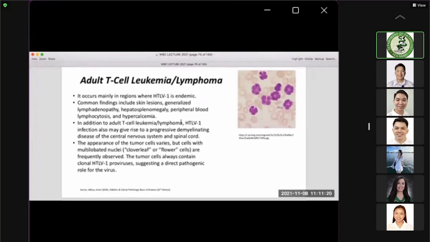additional characteristics, no? HTLV1 infection also give rise to progressive demyelinating disease of the CNS and spinal cord. And then the tumor cells have this characteristic multilobated nuclei, no? Yung clover leaf or the flower cells, as you can see here. No? So yan ang characteristic niya, the tumor one. For pathologists or hematologists, you get to see something like that. We'll think of this, no? So they always contain clonal HTLV1 proviruses.